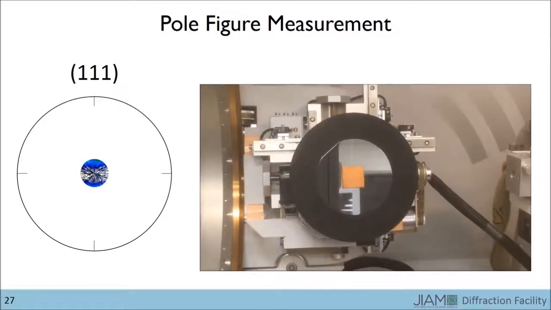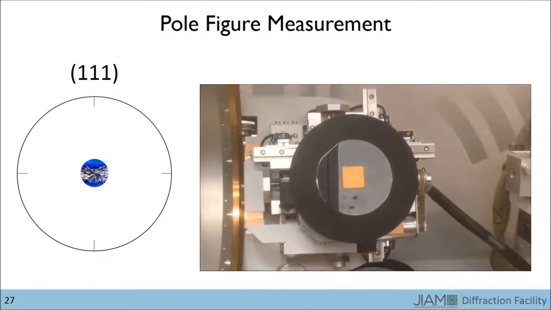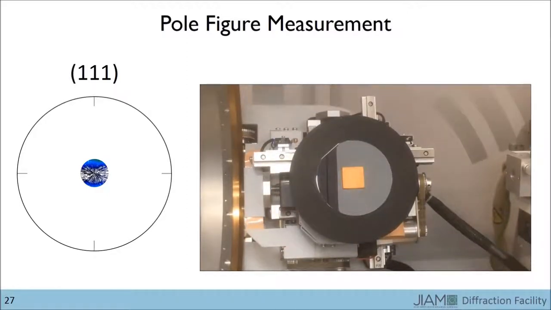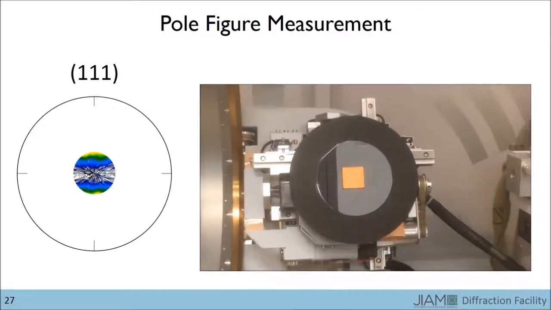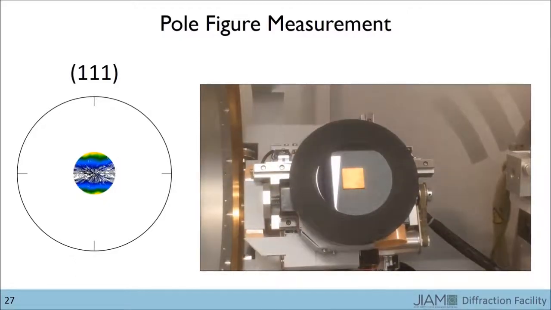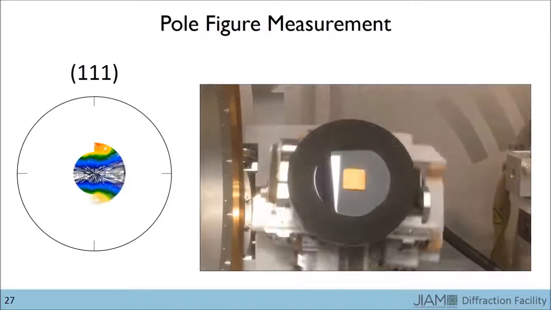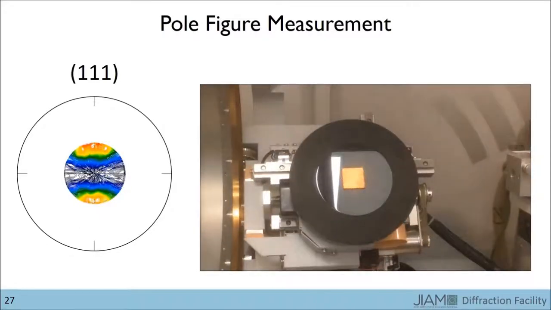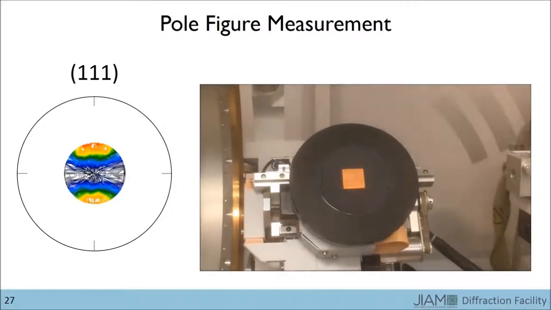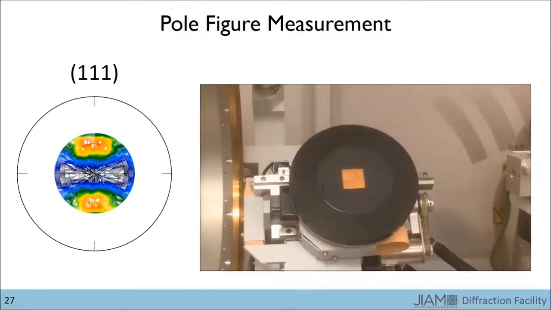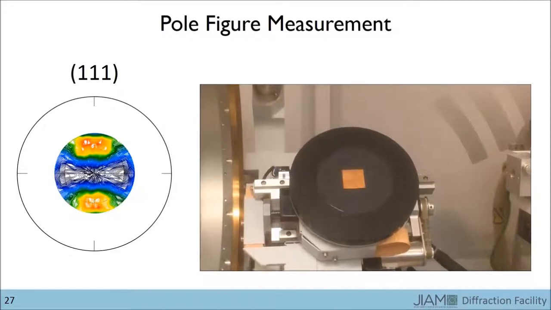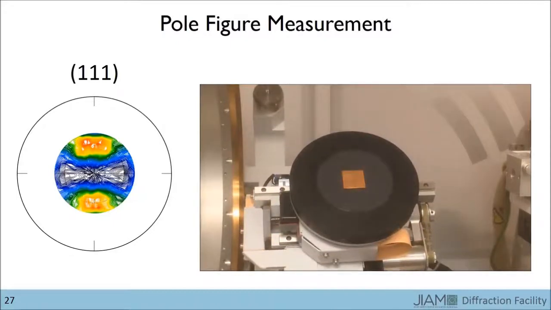We then rotated a bit back in Chi, then rotated in Phi again while collecting data. This time we start to see some intensity appear, so some 111 planes are oriented correctly. As we continue to rotate further in Chi, more intensity is seen at certain parts of the plot. We continue this until Chi reaches approximately 70 to 80 degrees, because it is at this point that the X-ray beam typically begins to fall off of the sample.